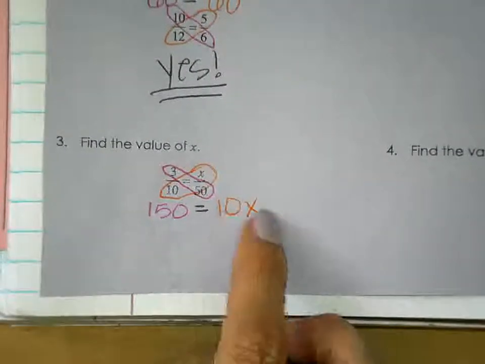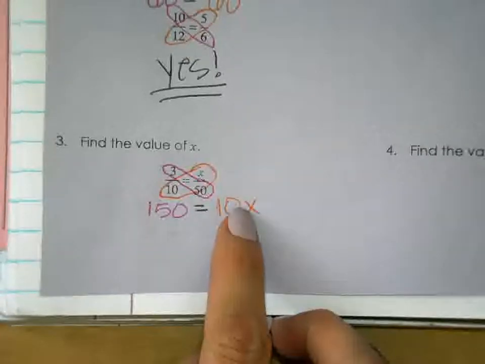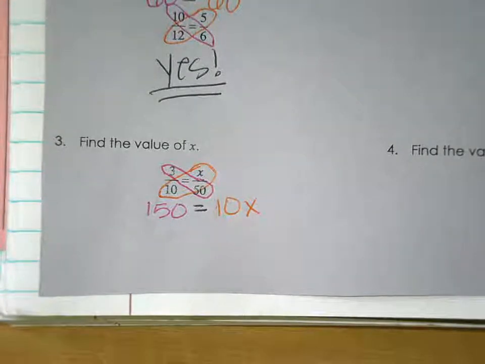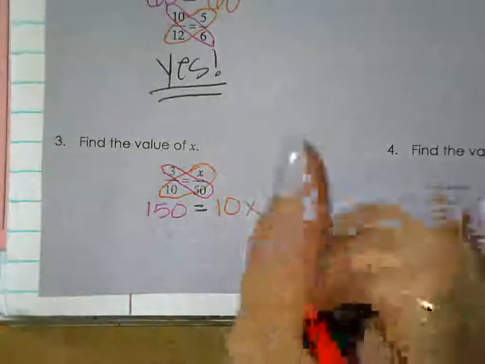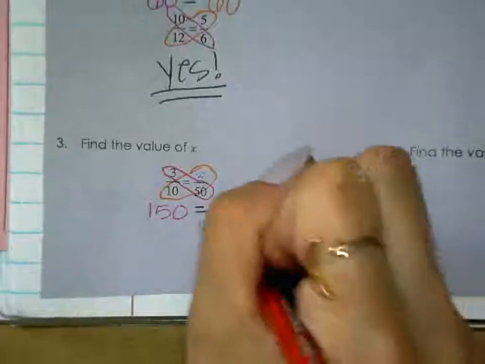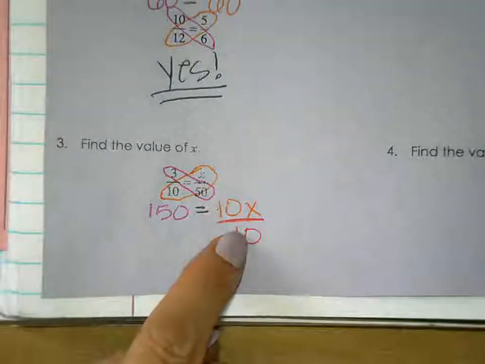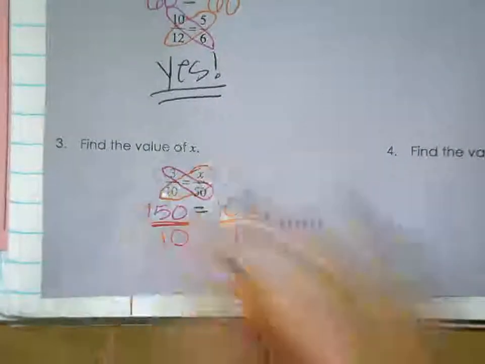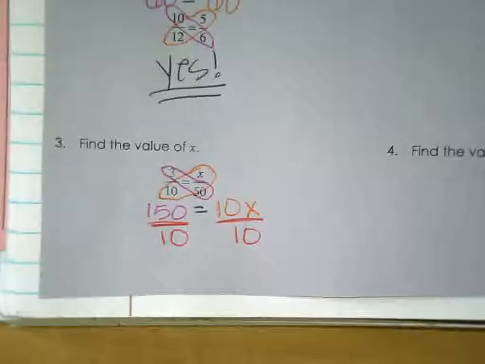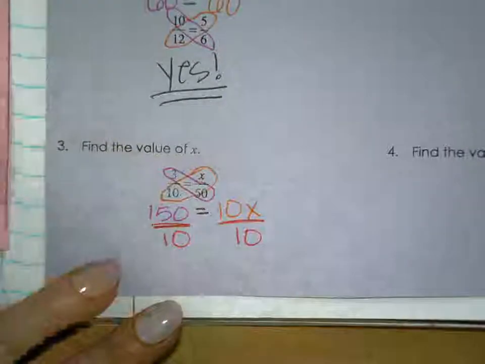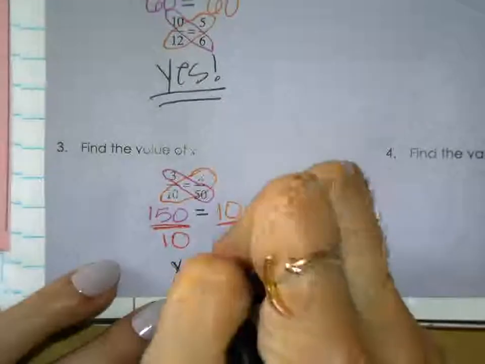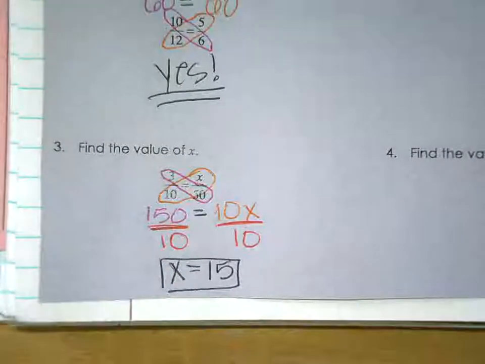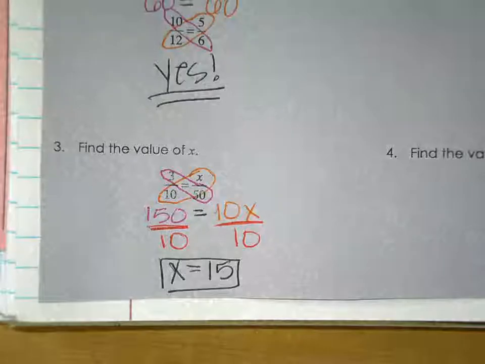If I see here that I am multiplying by 10, my x and 10 are multiplying, I do the exact opposite, which means the opposite of multiplication is division. So I'm going to divide by 10 to get those 10s to go away. And then I'm going to divide 150 also by 10, because the rule is whatever you do to one side, you have to do to the other. So if I take 150 divided by 10, I'm going to get that x equals 15. And that is my answer, x equals 15.